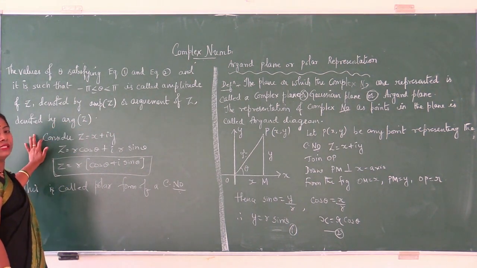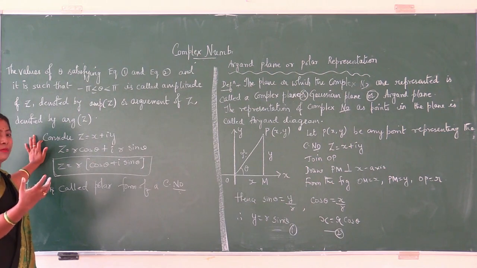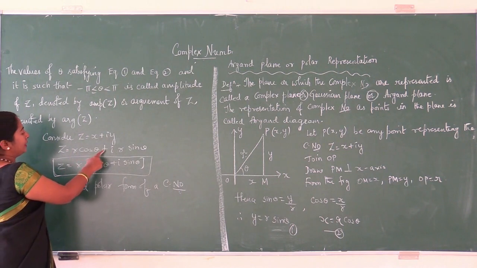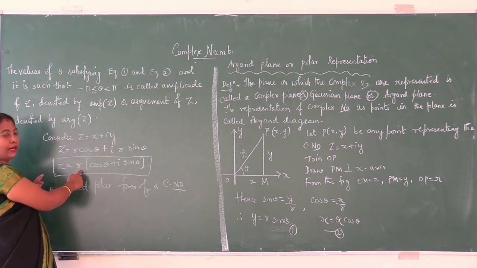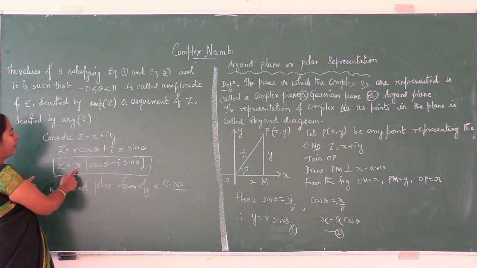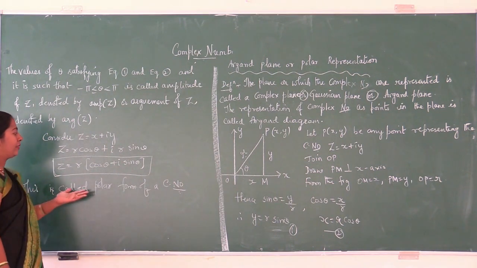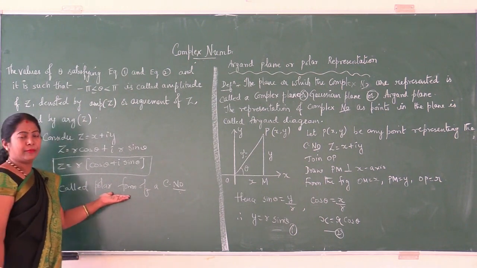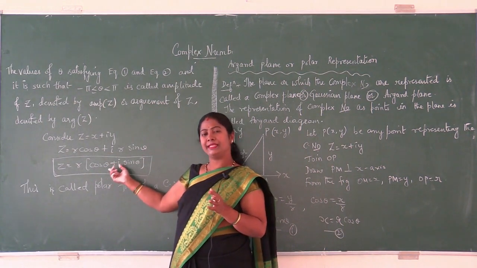Now we will consider a complex number z equal to x plus i into y. x is called the real part and y is called the imaginary part. So substitute for x here. What is x? r cos theta plus i into, what is y? r sin theta. You can take out r as common. So z equal to r, if you take out, it becomes cos theta plus i sin theta. So this is called the polar form of a complex number. The polar form of a complex number is given by z equal to r into cos theta plus i sin theta.